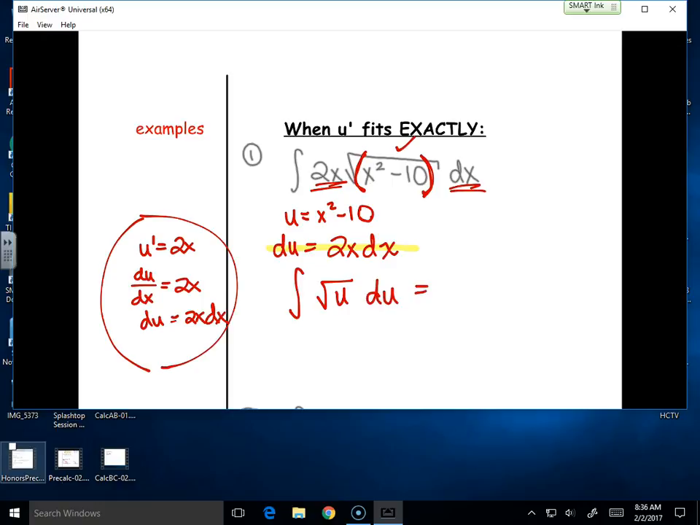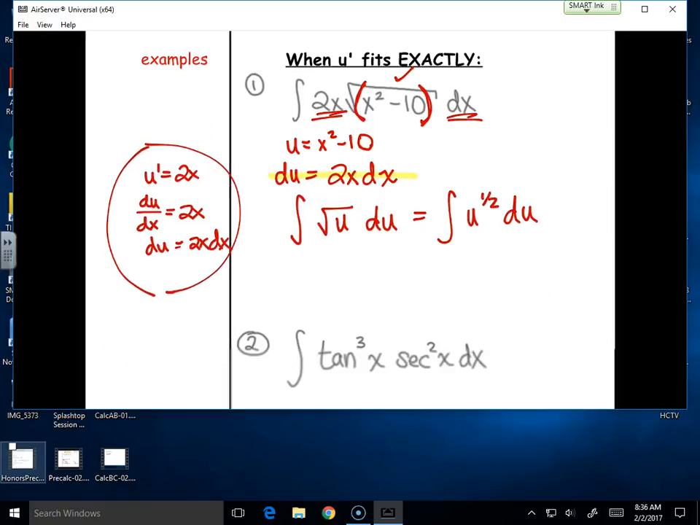I can rewrite that, because who wants to take the derivative of that guy when you take the antiderivative? When you can take the antiderivative of u to the 1/2. How are we going to do that? N plus 1. We're going to do our power rule. So then 1/2 plus 1 is 1/2 plus 2/2, right? 3/2. Times the reciprocal 2/3 plus c.